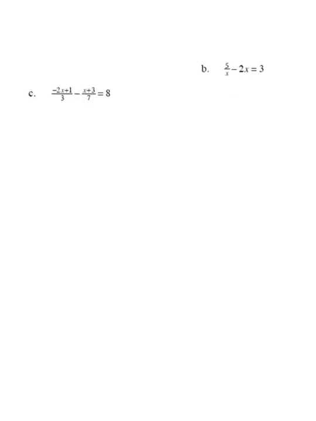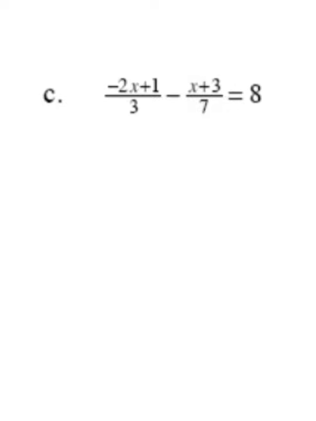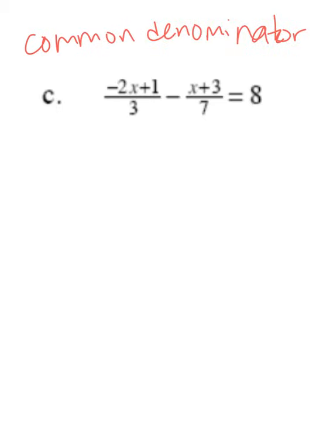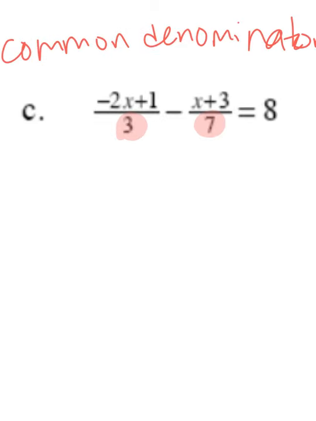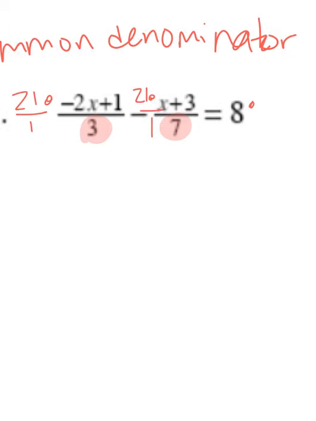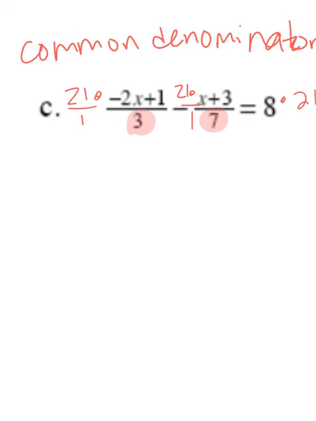Our last type of solving is going to be a reminder of fraction busters. I'm going to start with problem C. When you're doing a fraction buster, you try to find the common denominator. In this example, the common denominator between 3 and 7 is 21. So I'm going to multiply the tops, or the equation, by 21 over 1, because that's the common denominator. Multiply every single term by 21.